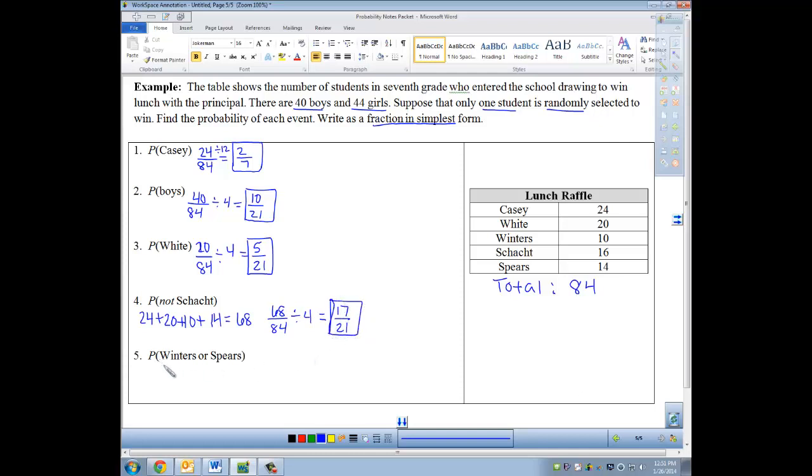Number 5, probability that it's going to be Winters or Spears. There were 10 students in Winters' class plus 14 in Spears' class, so that's 24. So 24 out of 84. Again, that's what we had from number 1. So divide both by 12, and we'll get 2 over 7. So chances are the winner won't be in Mr. Schott's class because that'd be the biggest probability.